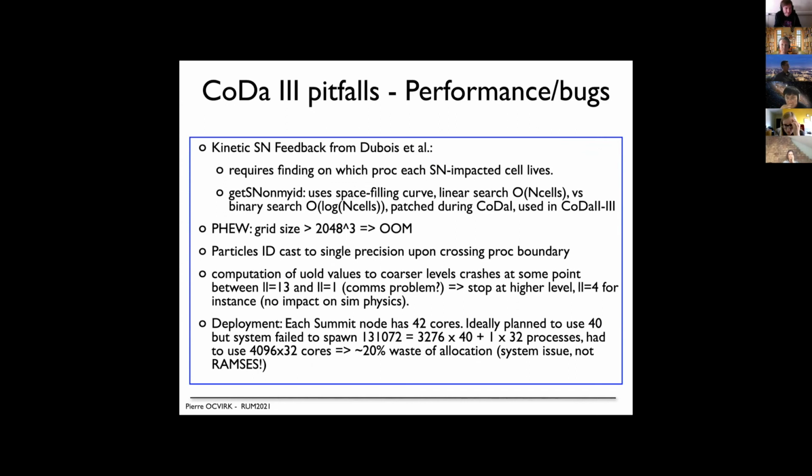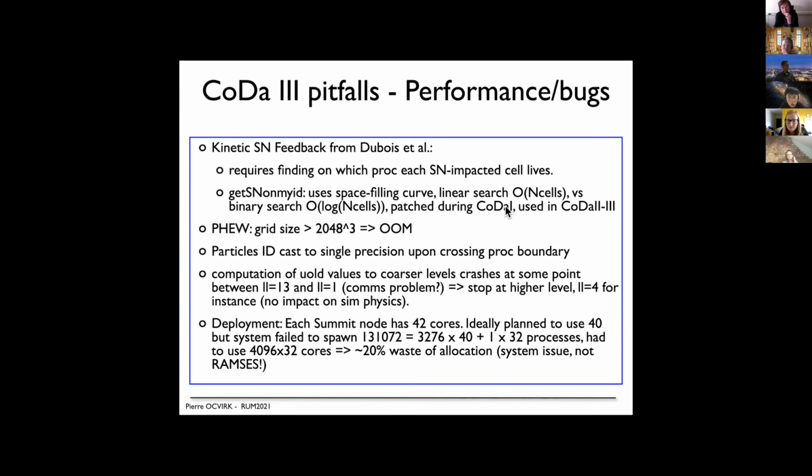the technical aspects, the things that could have killed the simulation. There are some aspects in the kinetic supernova feedback which we used, which were taking really a lot of time and which were a big bottleneck. Essentially, it had to do with finding where the cells impacted by supernova lived. Here there was an optimization which was done by turning a linear search along the space filling curve into a binary search, which is much more efficient.